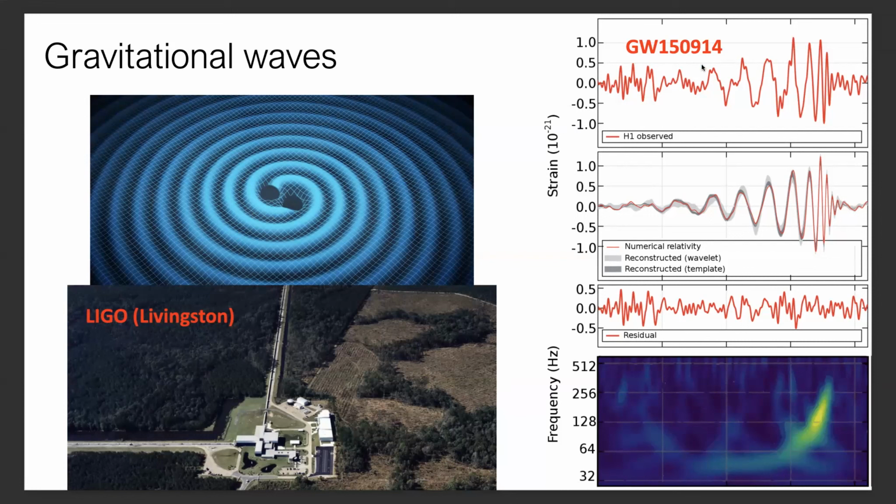On September 14, 2015, the very first gravitational wave was detected by the Laser Interferometric Gravitational Observatory that's based in Livingston, Louisiana, and Hanford, Washington. So this is a facility that consists essentially of two 4 kilometer arms.